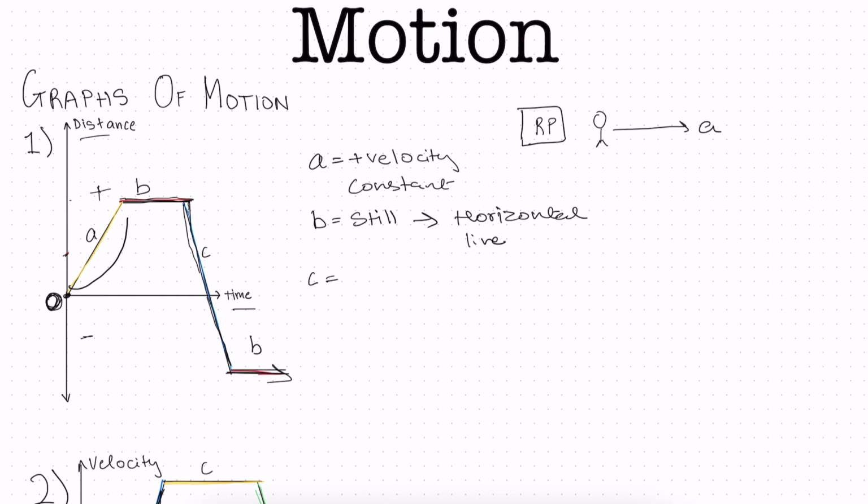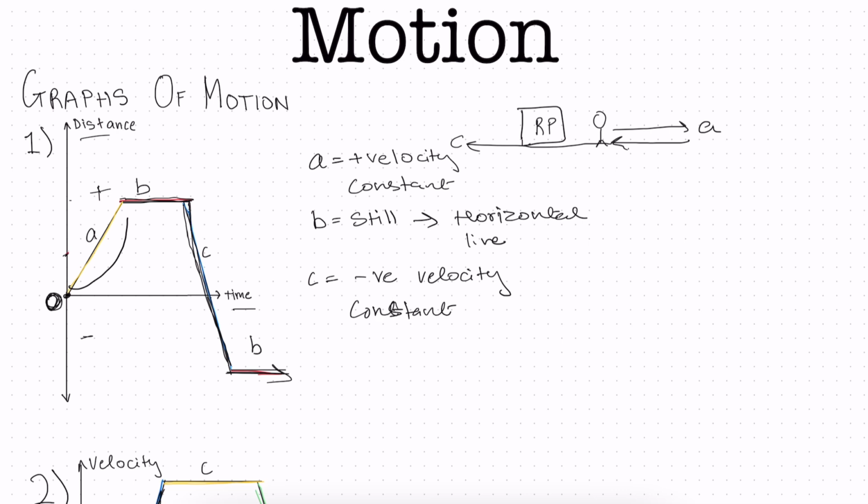Now let's look at C. Over here, we have a negative velocity. This means that the person is returning. It has crossed its reference point at a velocity of C, which is also constant.